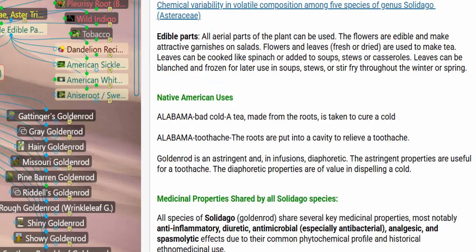But I'm going to skip down here, and we're going to talk about what all of the species of goldenrod have in common. So first of all, let's talk about edible parts. All of the aerial parts of the plant can be used. The flowers are edible, and they make attractive garnishes on salads. The flowers and leaves, fresh or dried, are used to make tea. Leaves can be cooked like spinach or added to soups, stews, or casseroles. Take them when they're young. They get kind of leathery as they get older. Leaves can be blanched and frozen for later use in soups, stews, or stir-fry throughout the winter or spring.